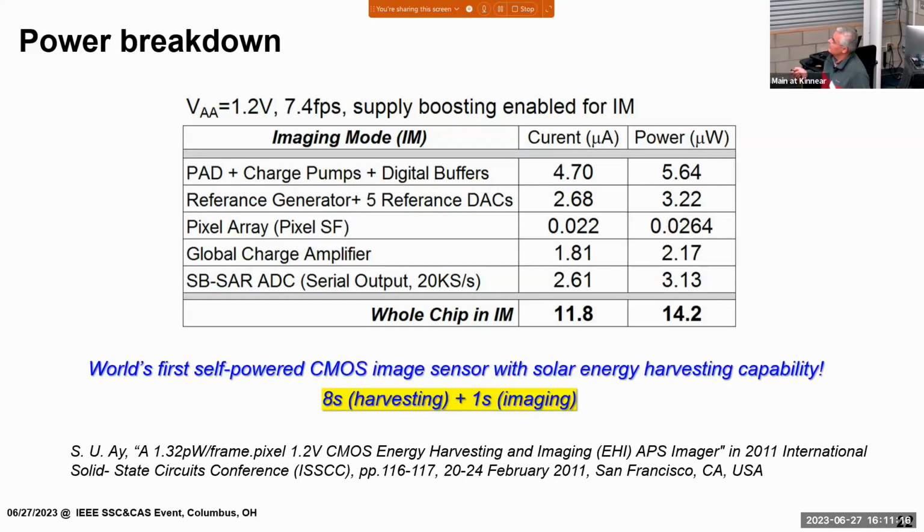This is the first design, kind of a proof of concept, that we published in ISSCC in 2011. At that time, this was the most power efficient image sensor that can also harvest energy. You need to harvest the solar energy on the focal plane for about 8 seconds to produce 1 second of images at 7.4 frames per second.